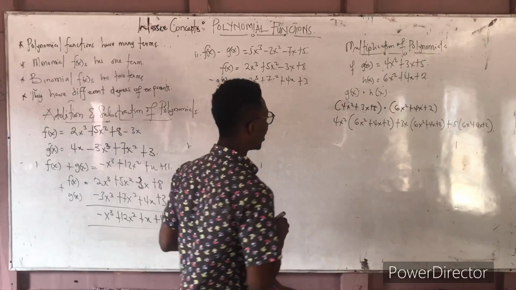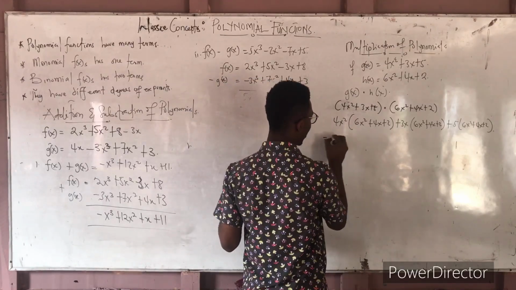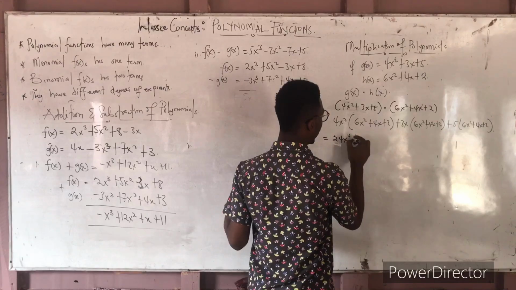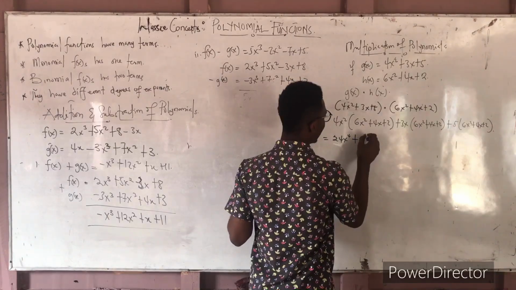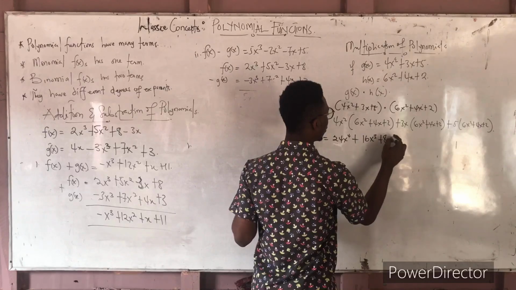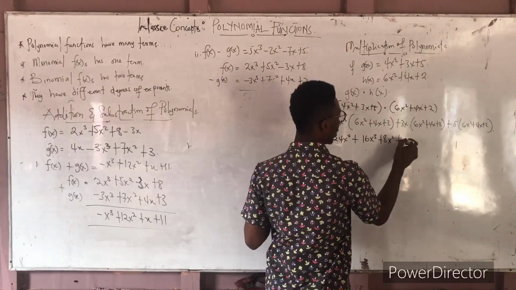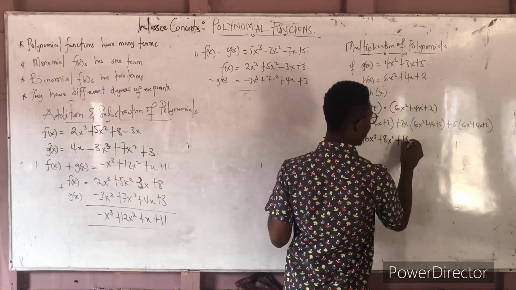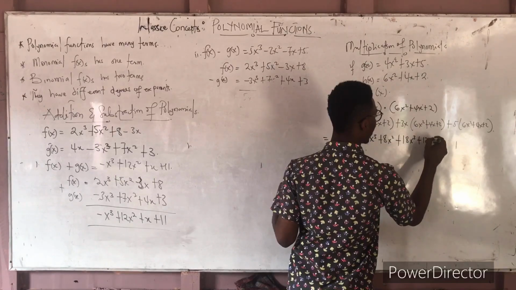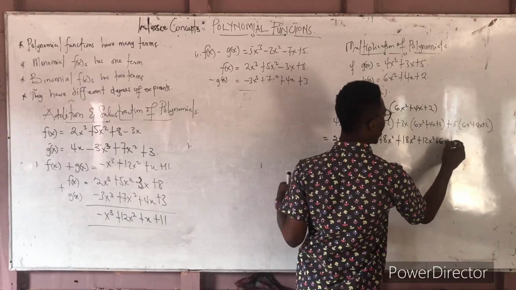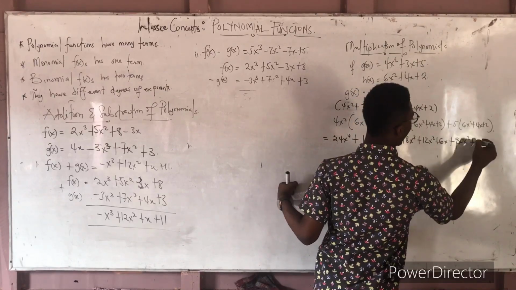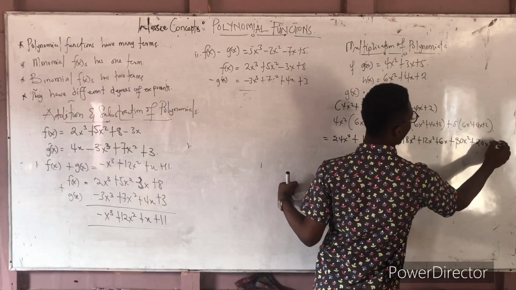Okay, so when you get this, what you then do now is you have to expand it. So if you expand this, you get 24x exponent 4, this will give you 16x exponent 3 plus 8x squared. So you get here 18x cubed plus 12x squared plus 6x, plus 30x squared plus 20x plus 10.